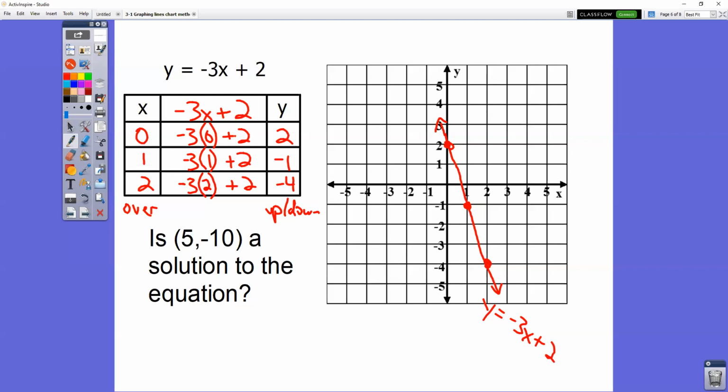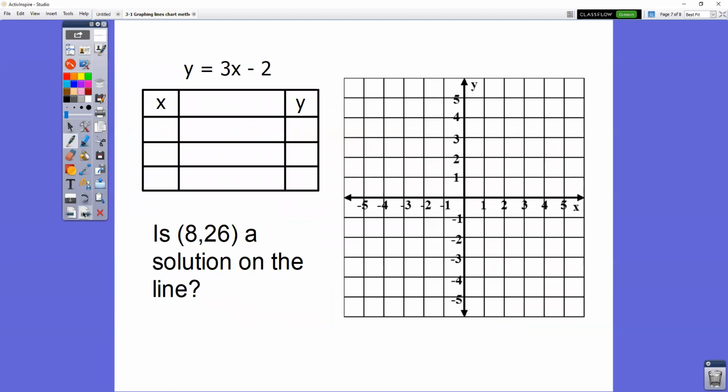Is 5, -10 a solution? Well, we can go over to 5, but down to -10, that's going to be down here somewhere. We can't tell just by looking at the graph, so we need to do this algebraically. Instead of y equals, I would have -10 equals. Instead of -3 times x, I would have -3 times 5 plus 2. -3 times 5 is -15, plus 2 is -13. Are those equal to each other? No, they are not. So the point is not on the line.